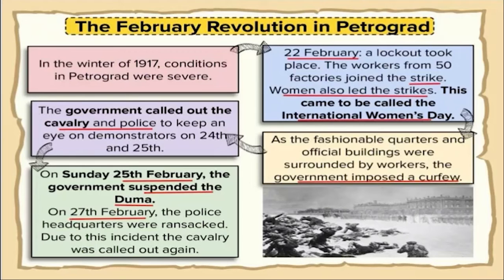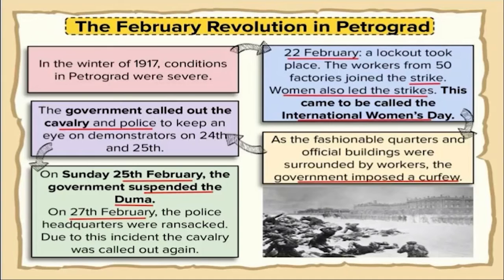Now, on 22nd February, a lockout and curfew took place, and the workers from 50 factories joined the strike. Women were also participating in that strike, and that's why 22nd February came to be known as International Women's Day. So, if they ask you in your exam, why was 22nd February known as International Women's Day? Because on that day, when the lockout took place, the factory people had come along with women. They also had fought. So, that's why it's known as Women's Day.